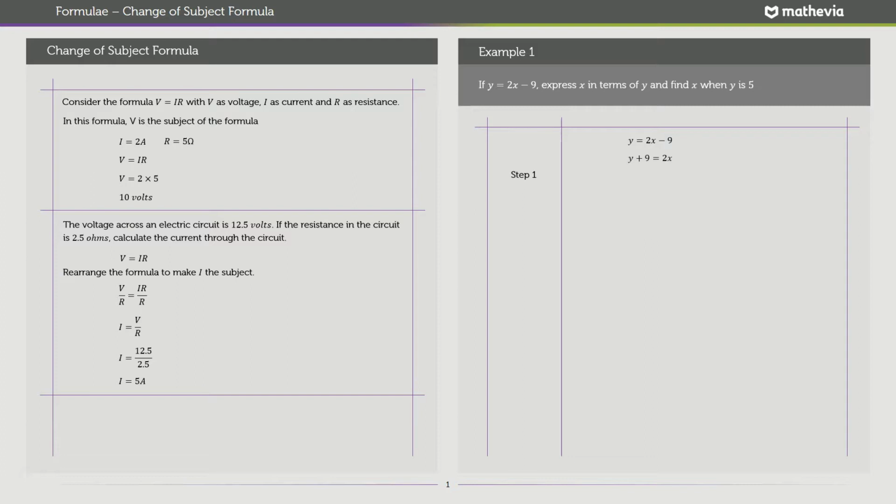Now the first thing we have is minus 9, and we just move that across. So we have 2x equals y plus 9. Then, at this point, you should probably have guessed it, we just go ahead and divide both sides by 2. And what we have is x equals y plus 9 over 2. And that's it. We've just made x the subject of the formula.